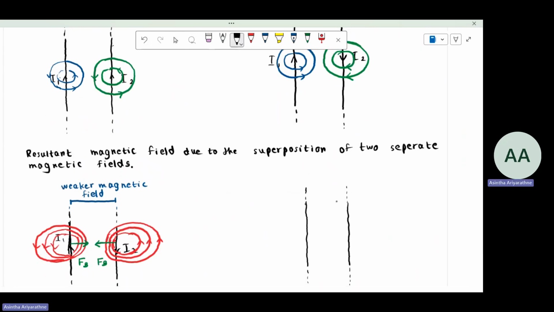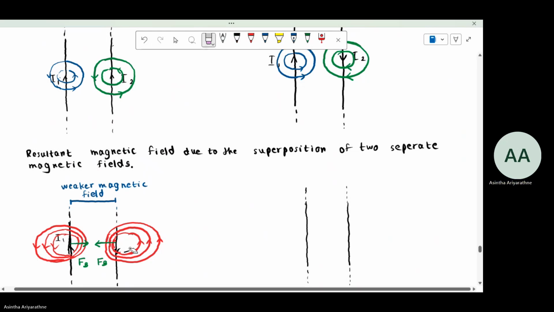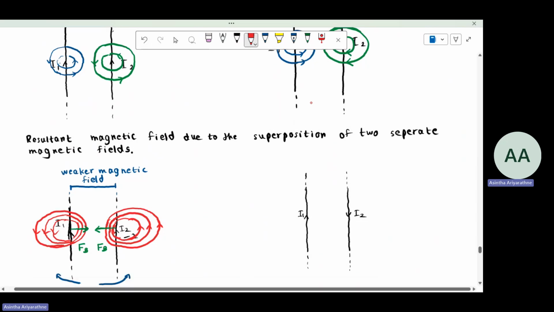The current carrying, so these in same reaction. I1, I2. Now here the middle part, the two magnetic fields get added up. So there would be a strong magnetic field.